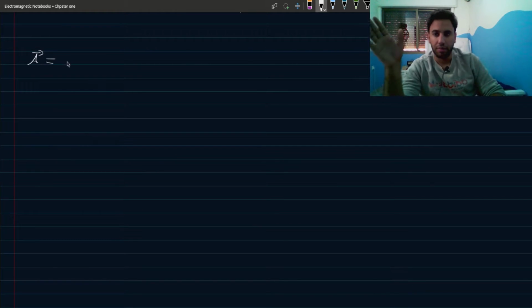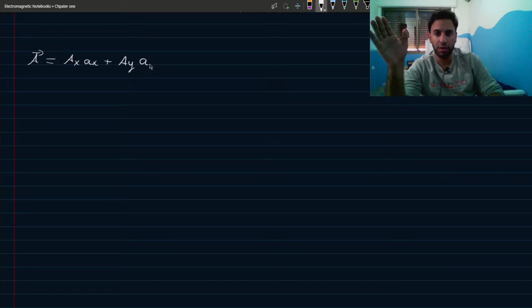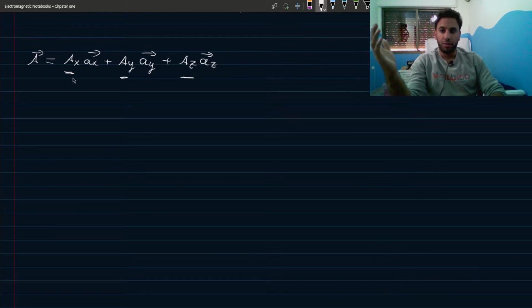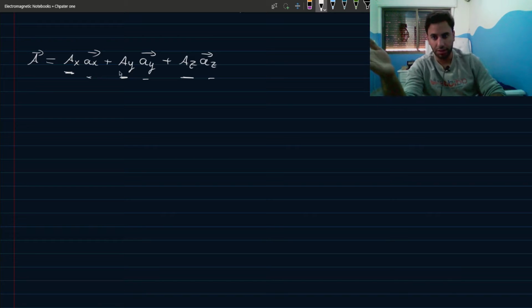In the xyz plane, a vector is written as ax multiplied by the unit vector of x plus ay multiplied by the unit vector of y plus az multiplied by the unit vector of z, and then we add the arrows. Now these ax, ay, az are the components of the vector. ax is the x component of the vector, ay is the y component, and az is the z component. And these are the unit vectors. As you can see, there's an x to the x direction, a y to the y direction, and a z to the z direction.